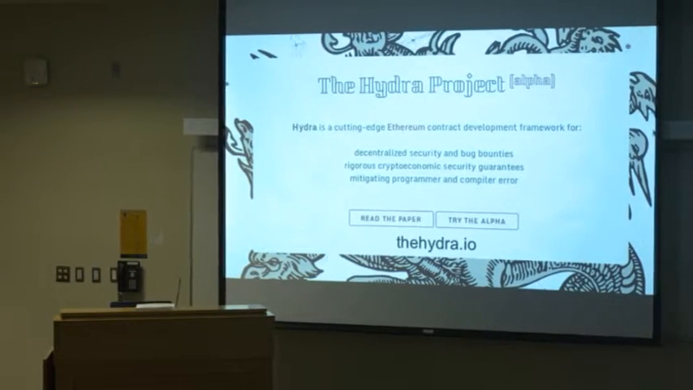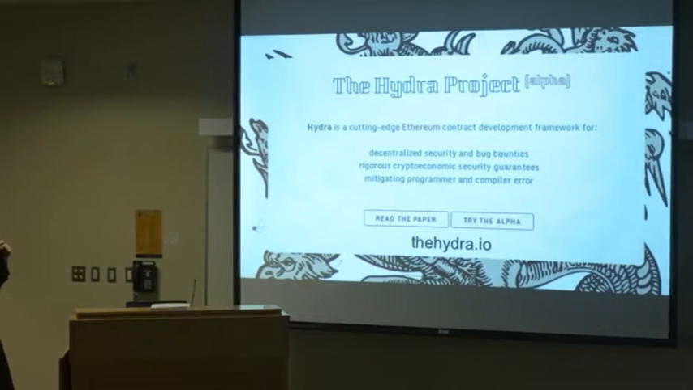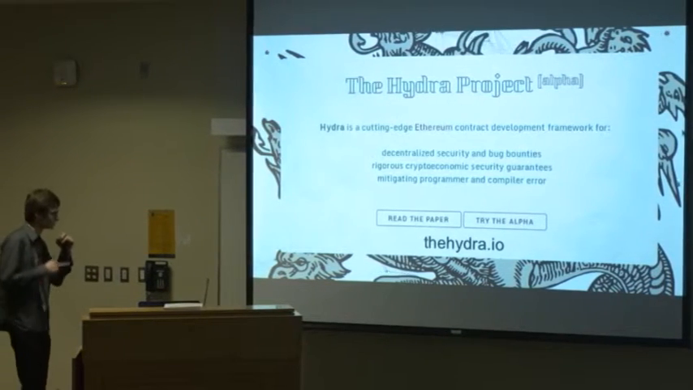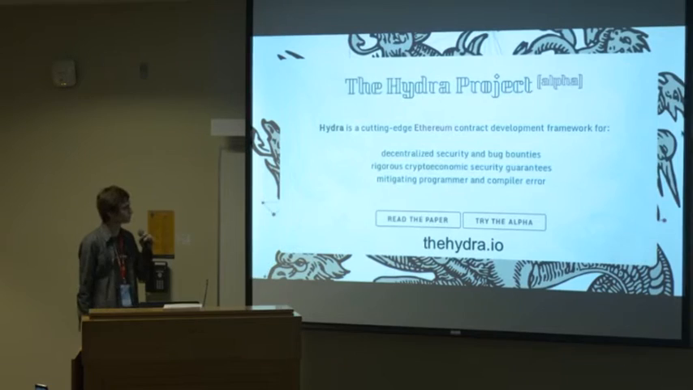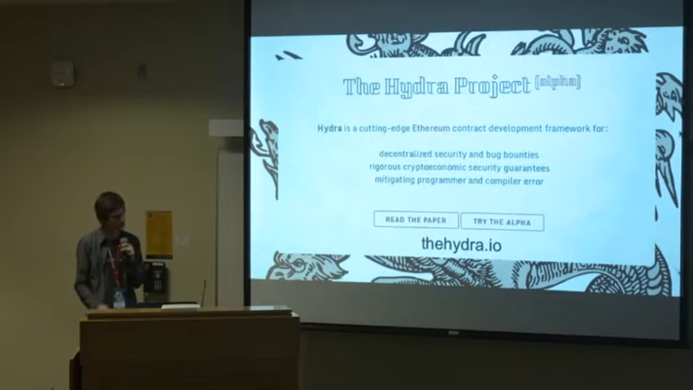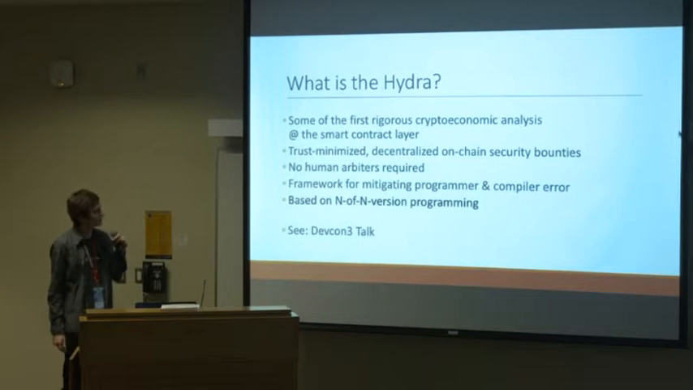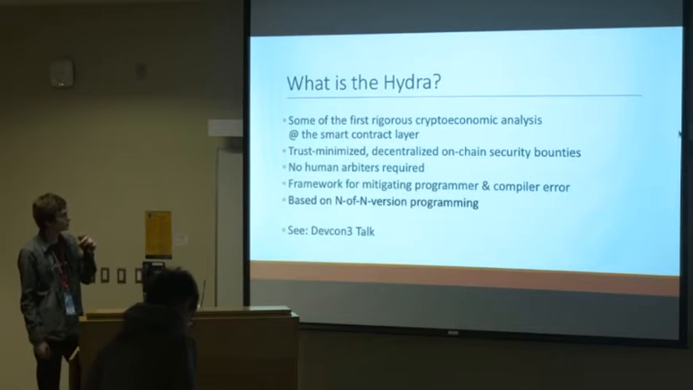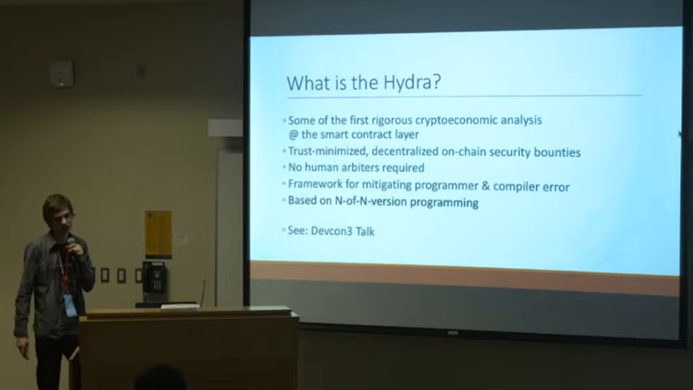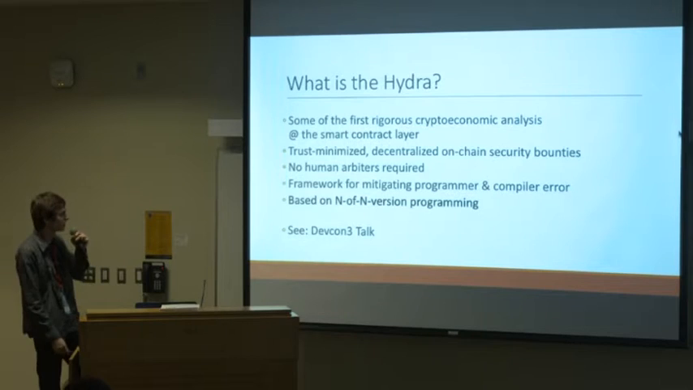So this is one thing we leverage in announcing this Hydra project, which I suggest you check out at Hydra.io, which aims to create decentralized security and bug bounties and bring these rigorous guarantees to the contract level. It's one of the first rigorous crypto-economic analyses at the contract level, asking the question of how much security does a given piece of code, does a given contract, have.